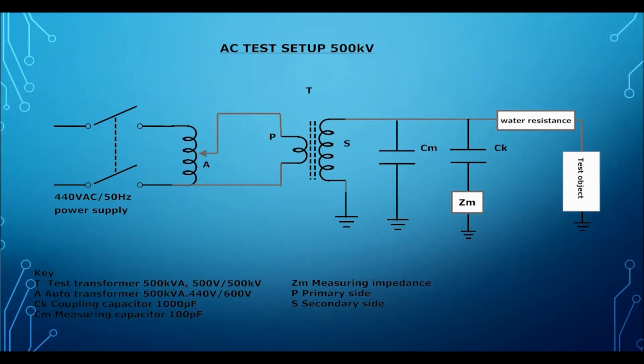Circuit diagram of AC test setup 500 kV. This is the input terminal. Input is 440 volt AC. Output is 500 kV AC voltage. You can see one auto transformer connected to the 440 volt AC. Then the auto transformer output is connected to the primary side of the main transformer. Then you can adjust the primary voltage with the help of the auto transformer, and with respect to that the secondary can also be adjusted.